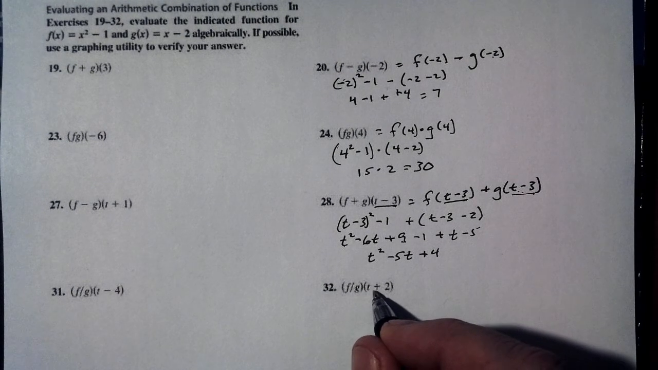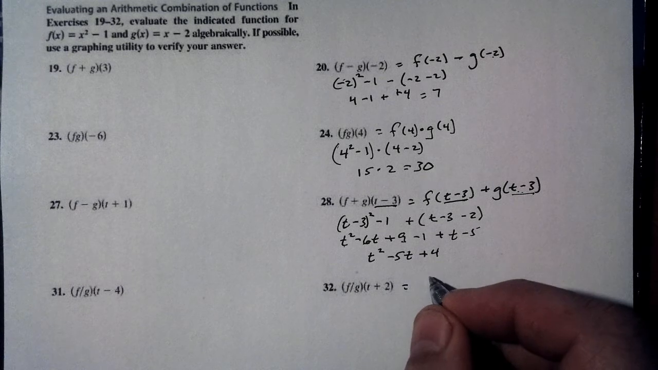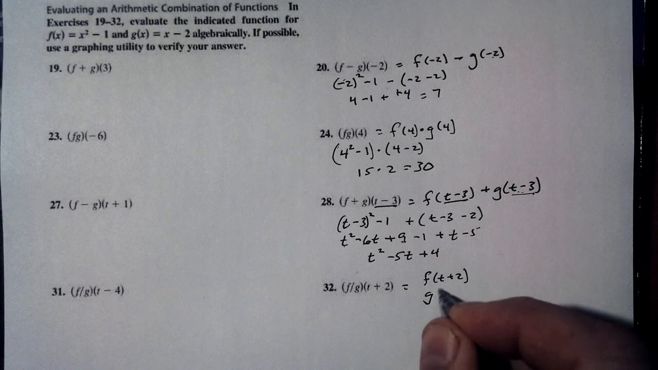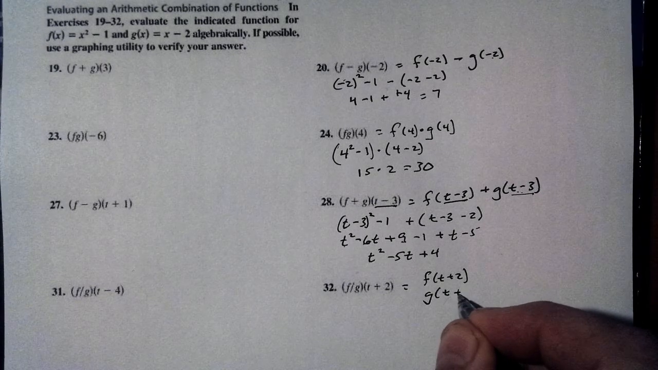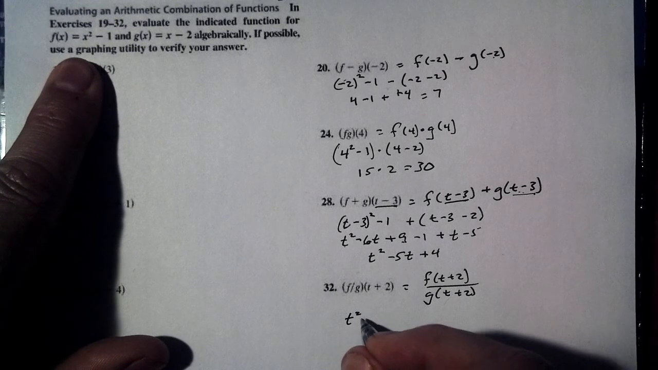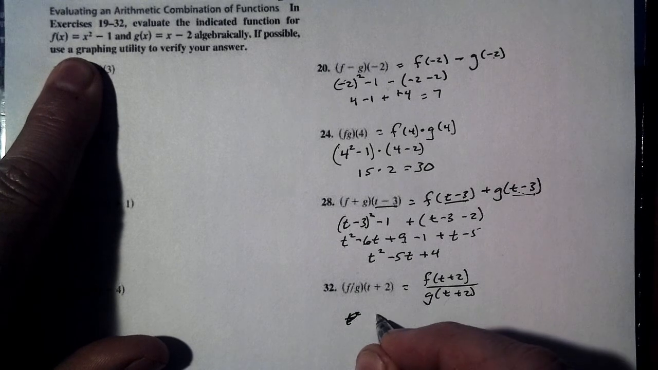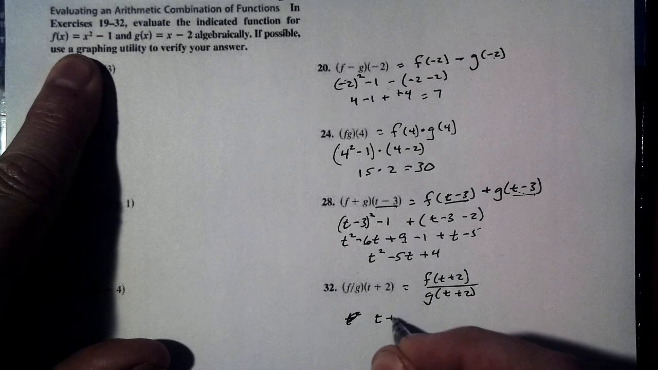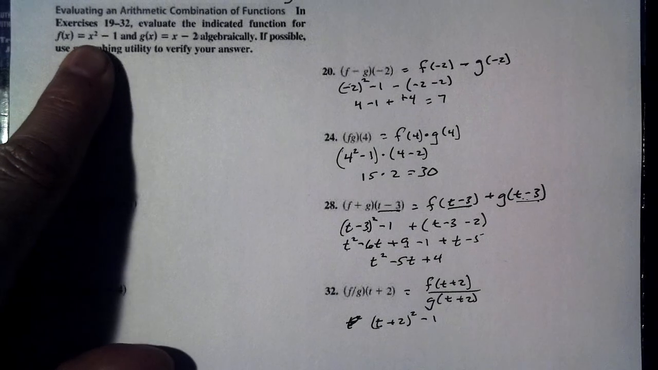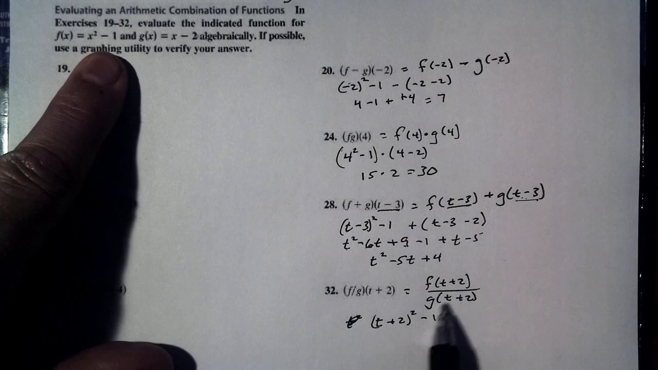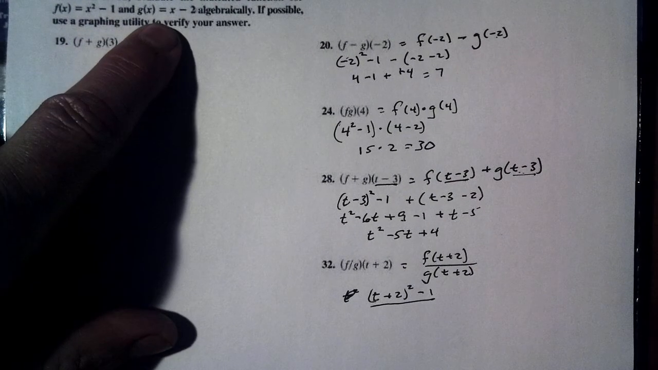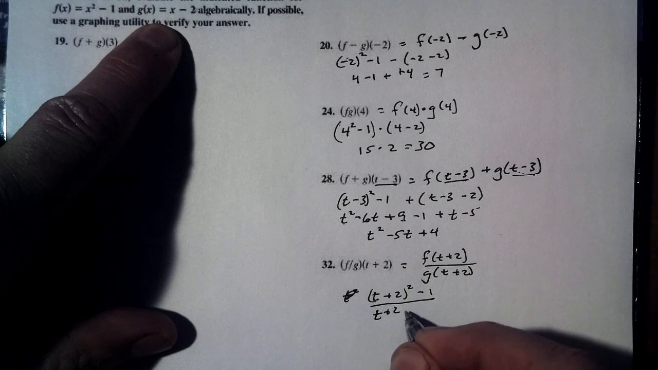So (f/g)(t + 2) is f(t + 2) over g(t + 2). f is a factory that takes the whole thing, t plus 2, squares it, subtracts 1. While g is a factory that takes the whole thing and subtracts 2. t plus 2 minus 2.